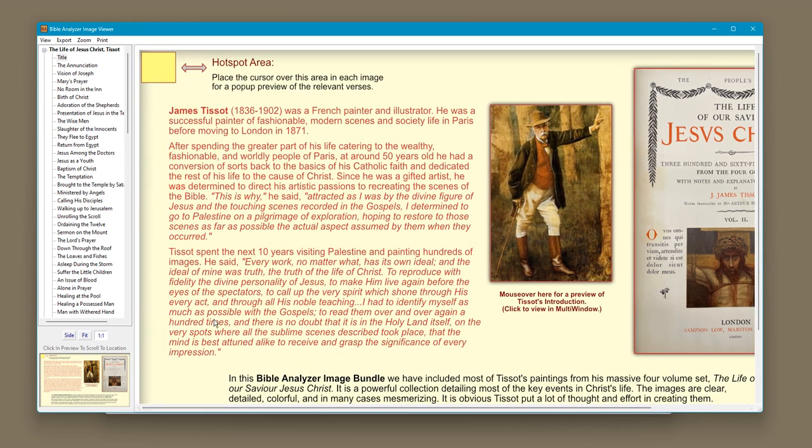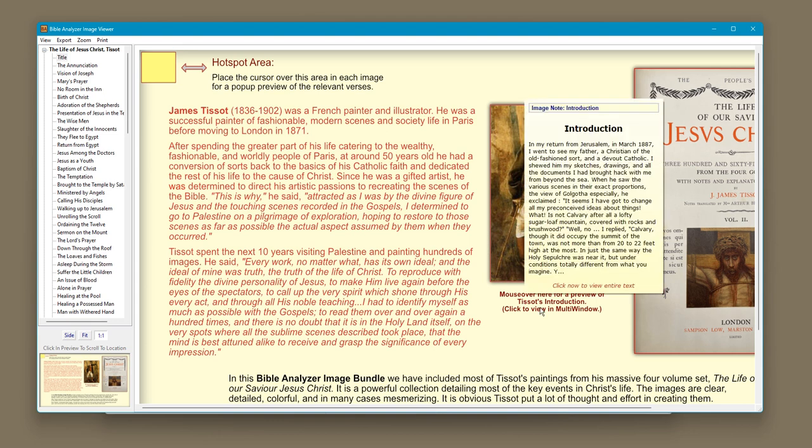But we have over 100 of these images, and we'll look at just a few of them as examples here. But also these images are interactive. If you'll see this yellow area, this is a hotspot, and each image has a hotspot up in this corner, and it will have the relevant verse for that image. Also, there's another hotspot on this page. You put the mouse cursor over this area, and you can actually read the entire introduction to his book, where he gives his reasons and his methods for painting the pictures.